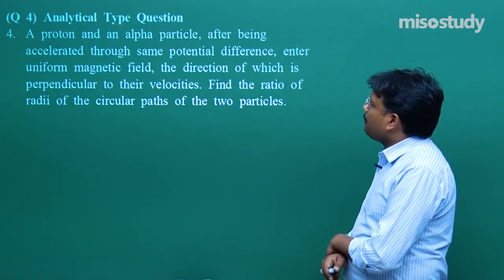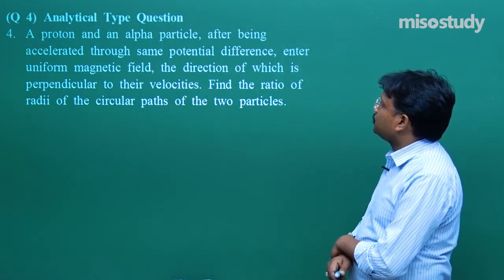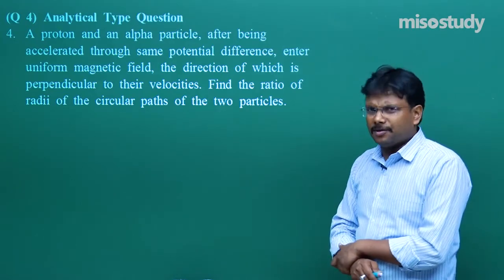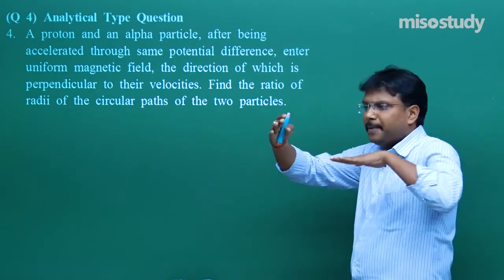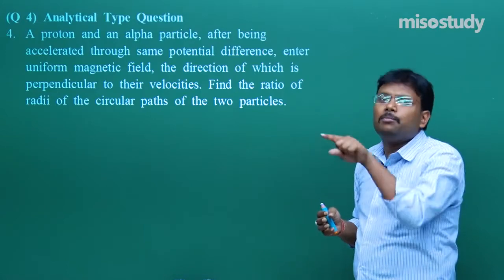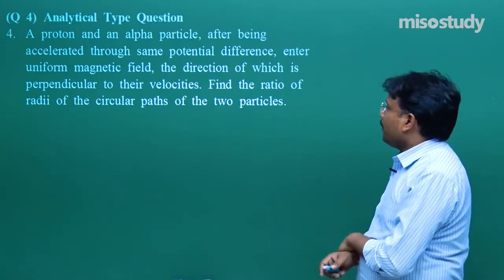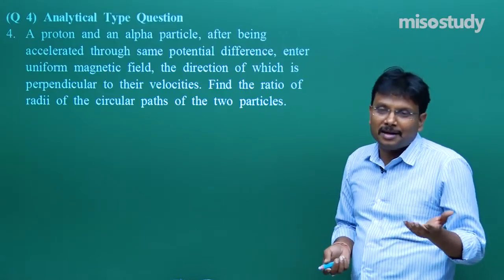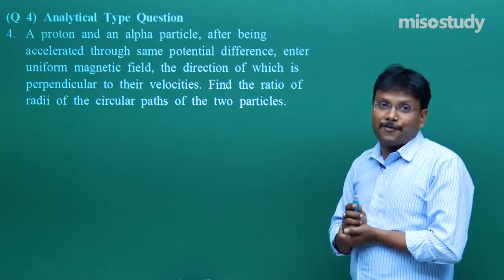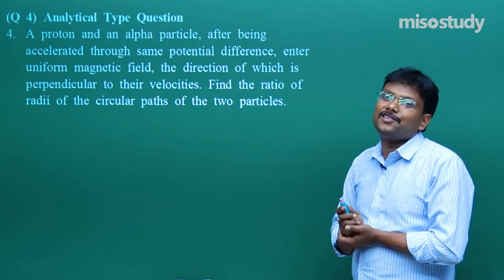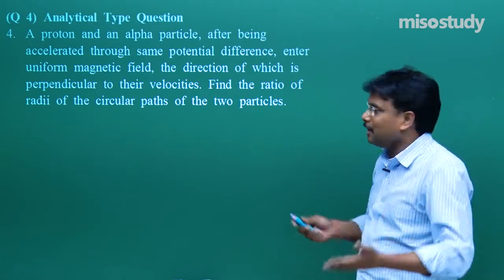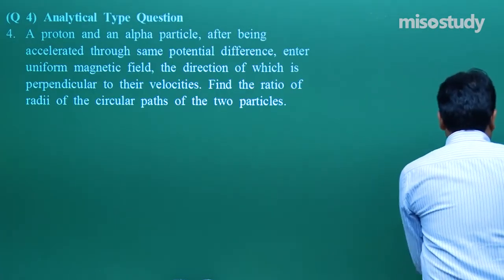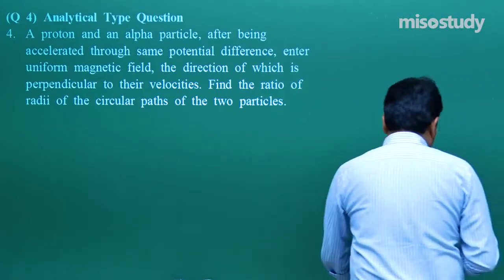They enter a uniform magnetic field, the direction of which is perpendicular to their velocity. So, that situation is simple, perpendicular. So, they have the tendency to move on a circular path. Find the ratio of radius of circular paths of the two particles. Fine. Just because of the mass difference, just because of the charge difference, the radius is going to be different. So, let us solve this particular problem using these basic concepts.